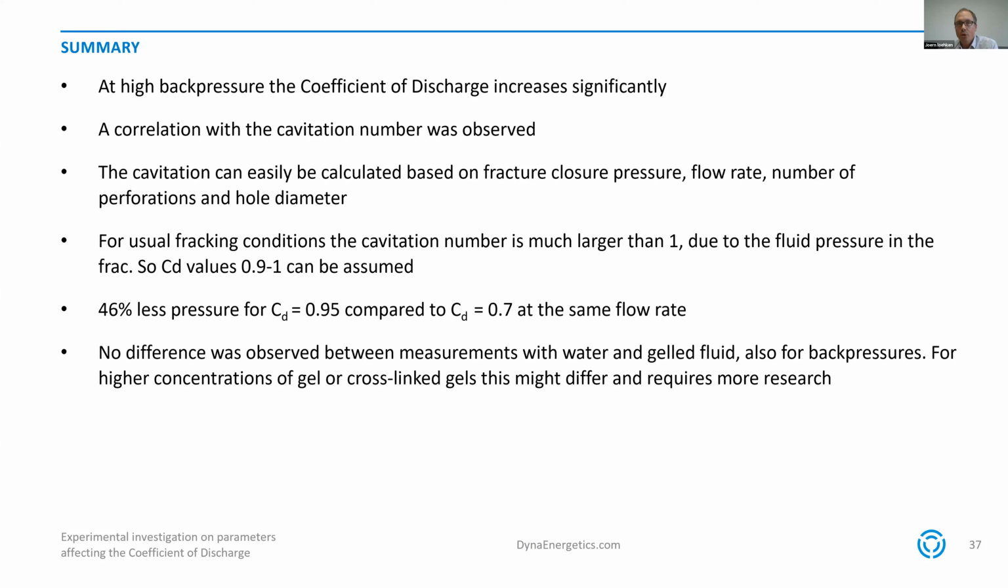For usual fracking conditions, the cavitation number is much larger than 1 due to the fluid pressure in your frac. So based on our research, we would think that CD values of 0.9 to 1 can be assumed. What that means, again just as an example, is that if you use a standard value of 0.7 compared to 0.95, you really have 46% less pressure for the same flow rate. So it really makes a difference which coefficient you use for your calculations.